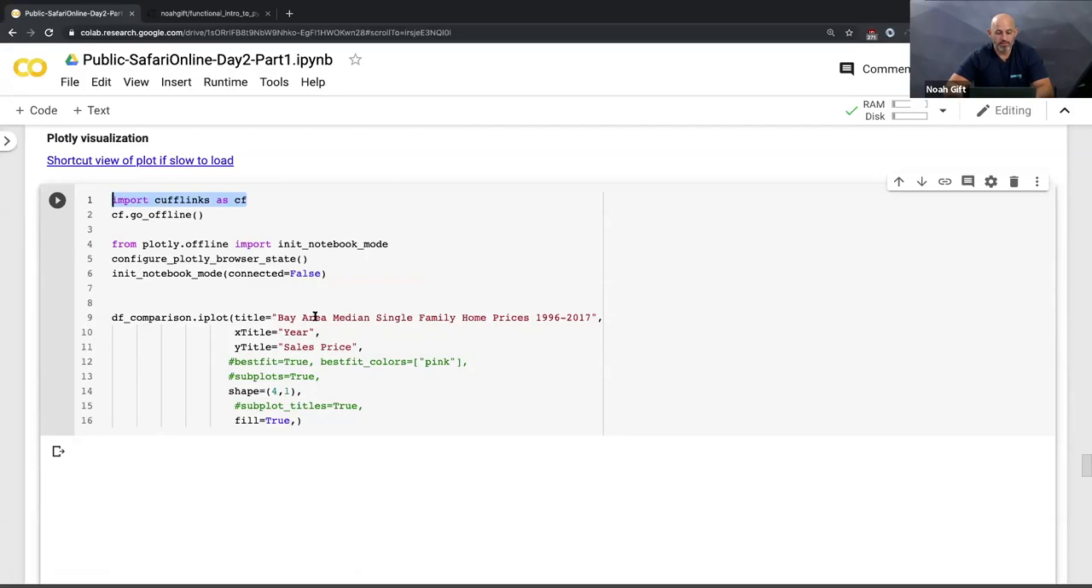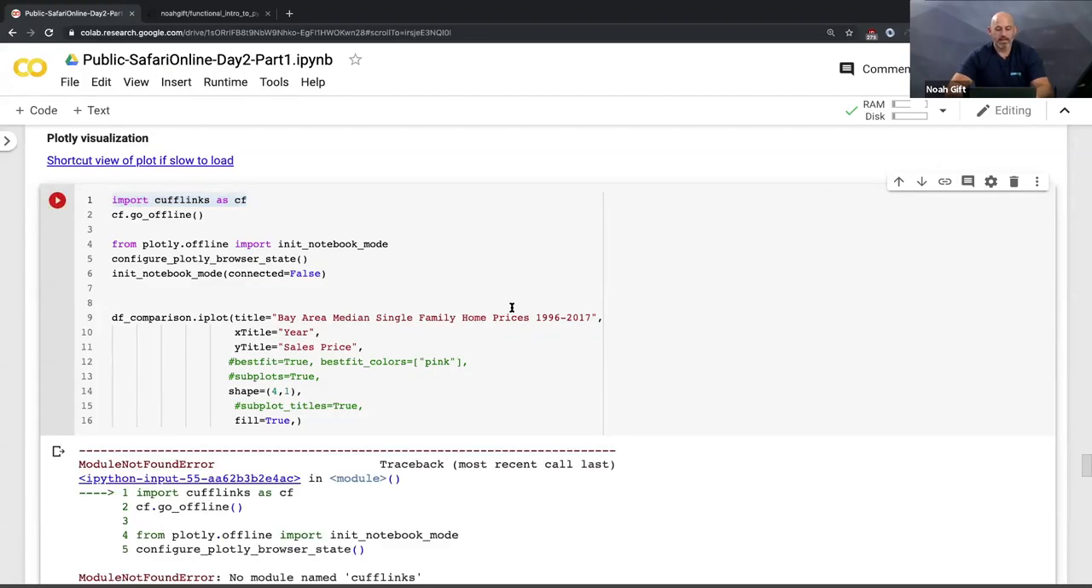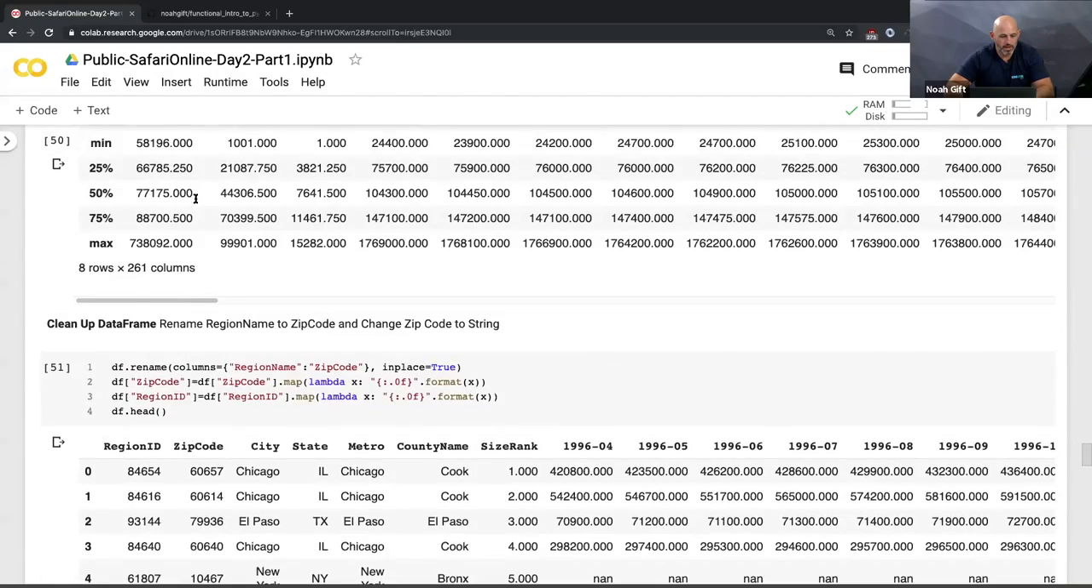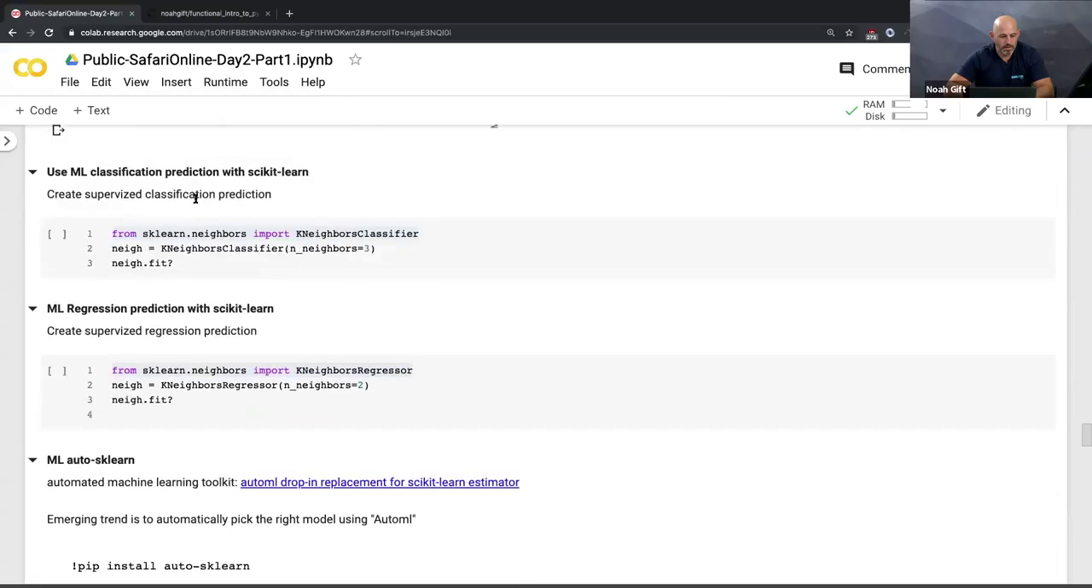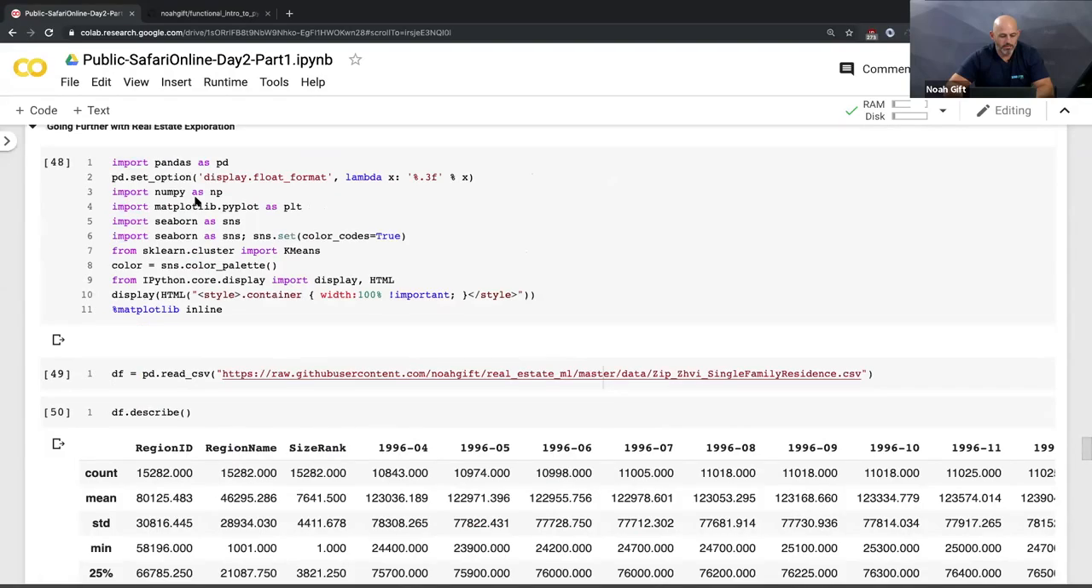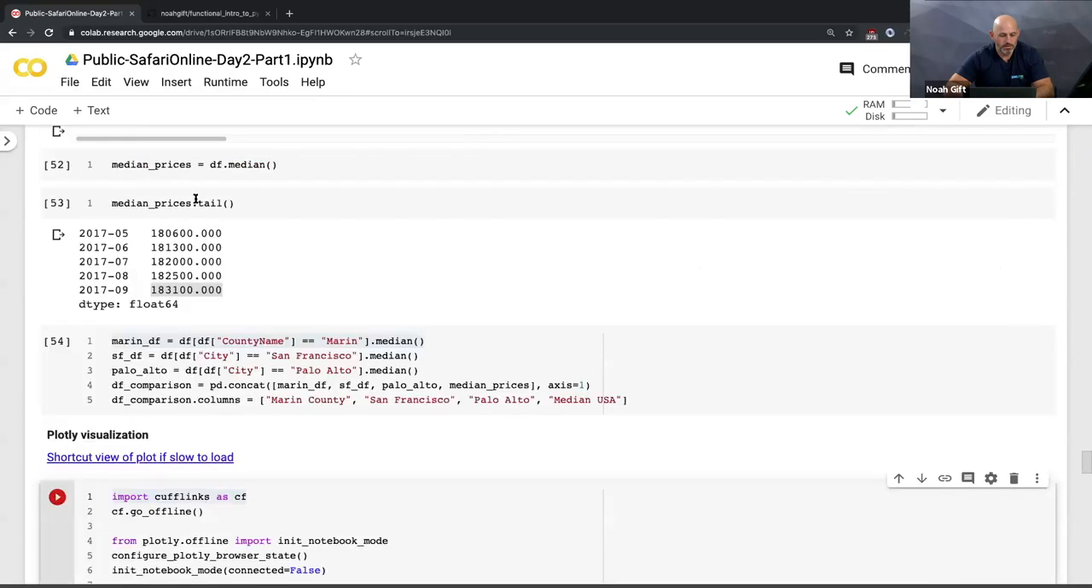I just need to put in a title, and then I title the X column and the Y column. I decide what kind of shape and whether I want to fill the plot. Once I run this, it will take a second. Actually, I think I need to install Cufflinks here, so I'll go ahead and install that. And I can just do that right here, which is pretty easy to do.